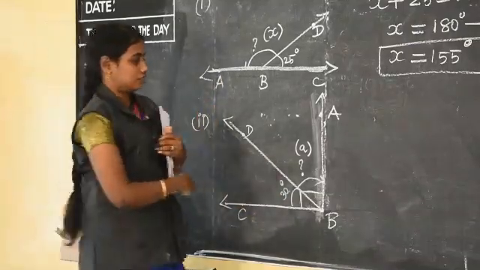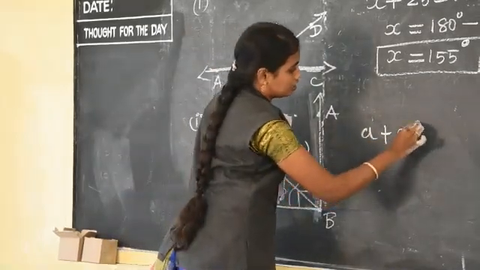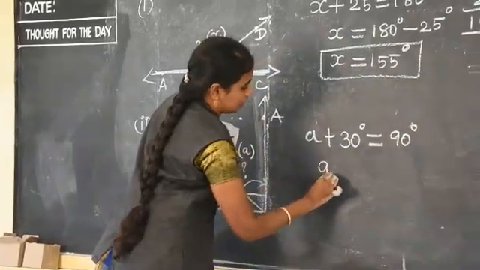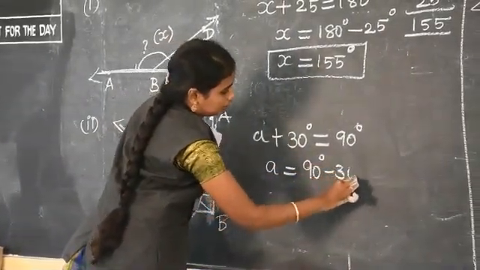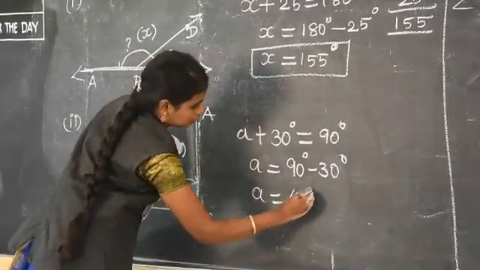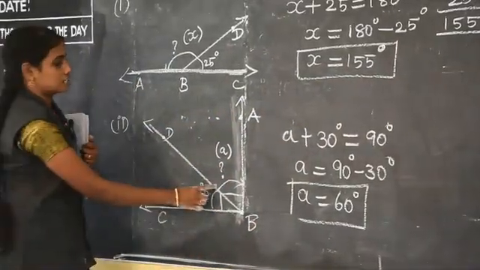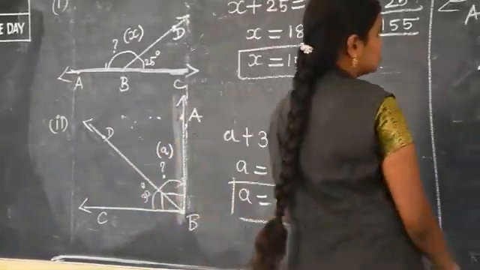Now A plus 30 degrees, since complementary, 90 degrees. A, this plus 30 will go this side as minus 30. 90 minus 30 is 60. So A is 60 degrees. This we consider as A, so this one is 60 degrees. Okay, clear? Likewise for this also.